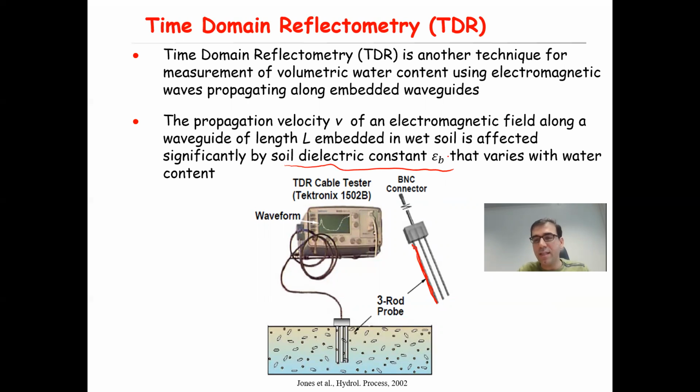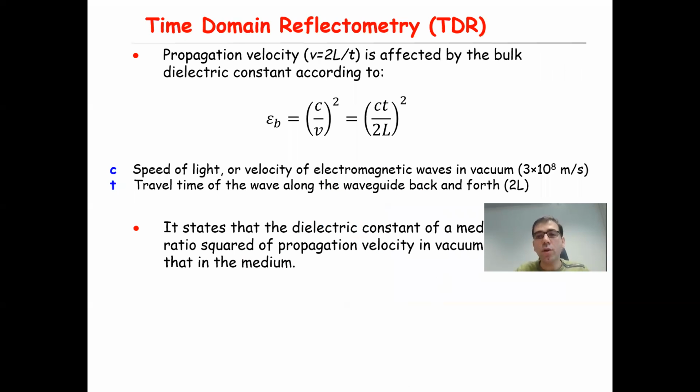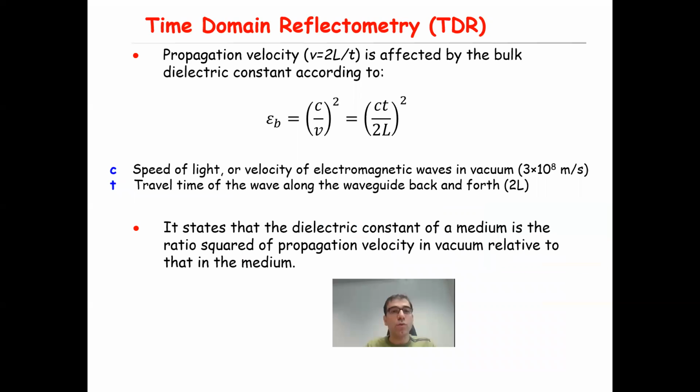Okay, so basically we're saying that the propagation velocity of the wave along this waveguide that is embedded in soil is affected by the soil dielectric constant. So, in other words, there's an equation here for the propagation velocity, that is v equal to 2L divided by t. Why do we say 2L here?